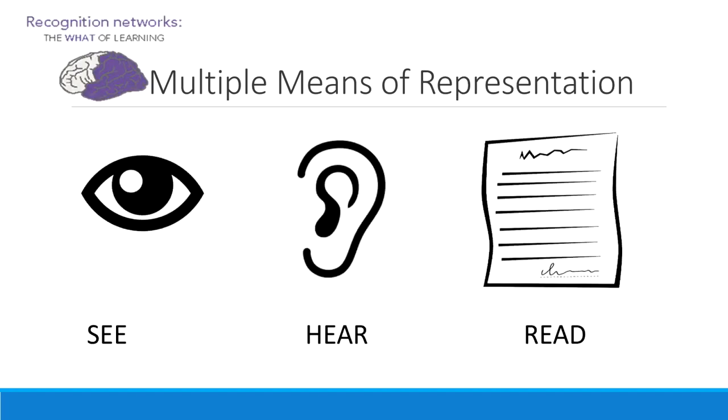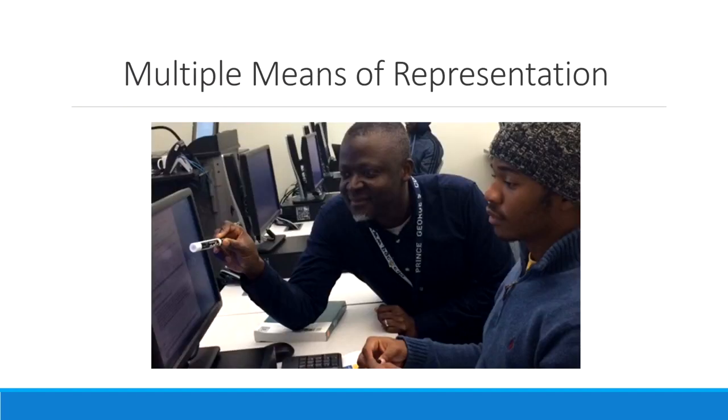Multiple means of representation. How do you show the students the information? They should be able to see it, they should be able to read it, they should be able to hear it. Even now, on this video, you can open up the closed captioning if you would rather read it than hear it. And then there's also something that you can see. I am giving you multiple means of representation, various ways to get the same information.